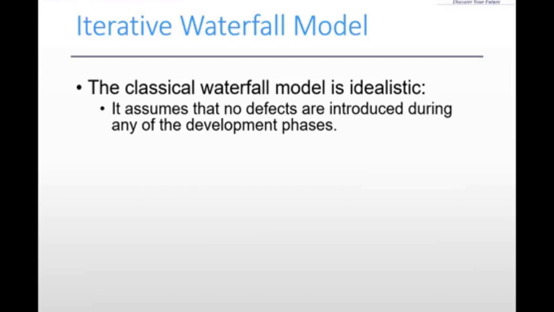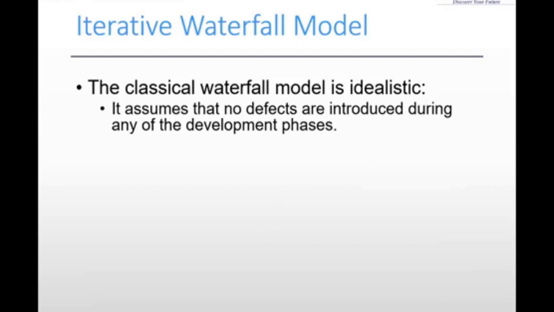In order to fix that, we have another model called the iterative waterfall model. In this iterative waterfall model, we have backward paths, unlike the classical waterfall model. In the classical waterfall model, we have an assumption: no issues arise in the intermediate steps. That's why we don't have backward paths in the classical waterfall model.